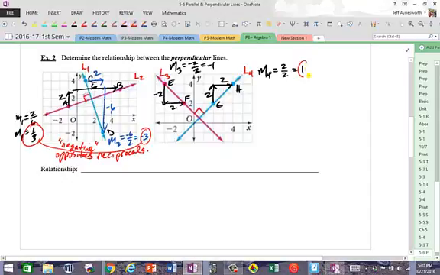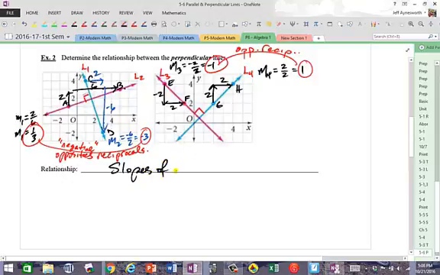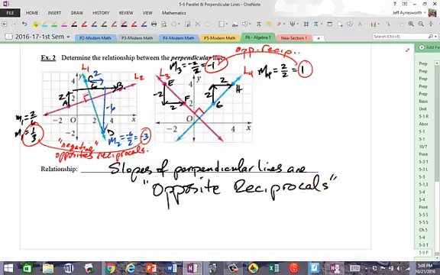So the question is what's the relationship between 1 and negative 1? Well, they're opposites, and 1 is its own reciprocal, so these are opposite reciprocals too. Holy cow, it happened again. It turns out, guys, it's very simple: the slopes of perpendicular lines are opposite reciprocals.